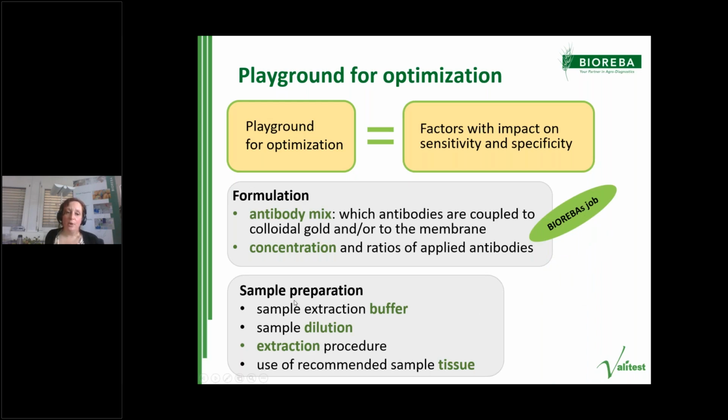And the other important part that has an influence on test performance is sample preparation. Here we as manufacturer do a lot of work on sample extraction buffers. So we work and optimize buffers. The sample dilution is very crucial for lateral flow tests. Then the extraction procedure itself. And then, of course, the use of the recommended sample tissue, so the matrix. This is a joint job we are doing with the end user of the strip, but we also give support with the buffer and the dilution that we recommend.